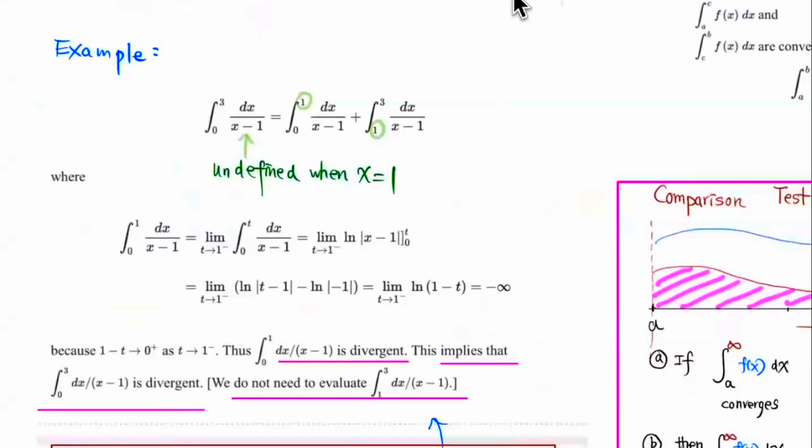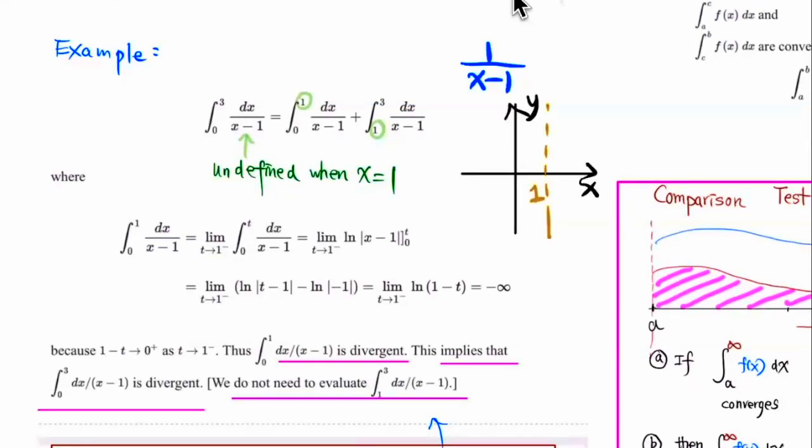1 over, what is that function? 1 over x minus 1. The graph for this is going to be like that. This is the graph of 1 over x minus 1. It is undefined when x equals 1. You see that you have an infinite discontinuity over here.